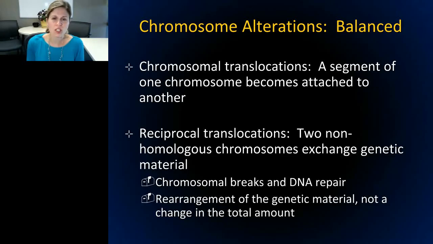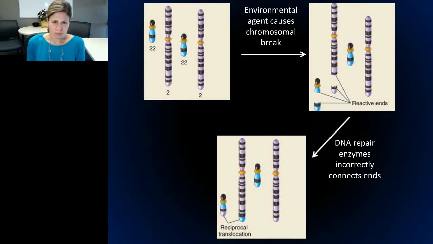So with those translocations, if it's balanced, then what we're seeing is one segment of our chromosome being attached to another. If it's a reciprocal, then we have an exchange between these two regions. How this occurs with these translocations is that there has to be some kind of a chromosomal break, and there has to be some kind of a mechanism of DNA repair to have happened to actually fuse those ends of chromosomes in those regions. So again, this is not a change in the total amount. This is just a change in the position within the genome.